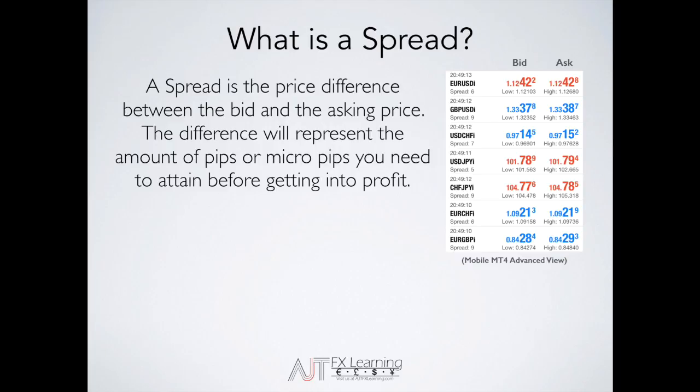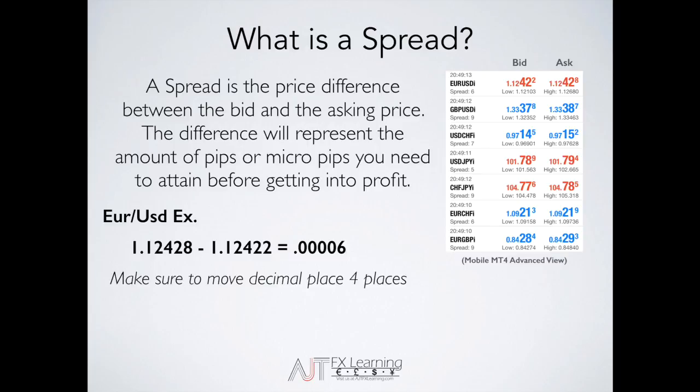For example, if we look at Euro USD, you could subtract the asking and the bid, and you're going to get 0.00006. Once you move the decimal place 4 places to the right, you're going to get 0.6 pips, which is also 6 micro pips. And that's why you see 6 at the Euro USD.